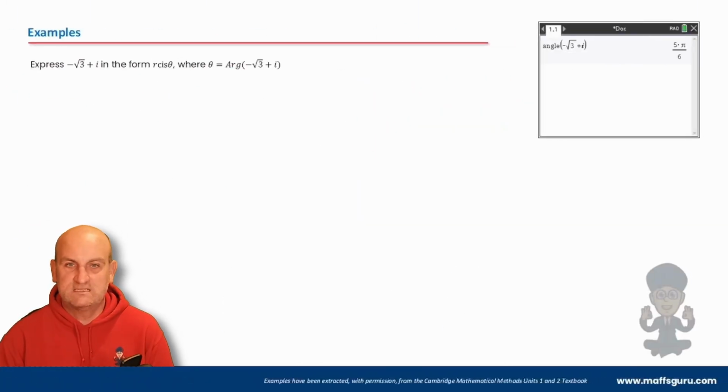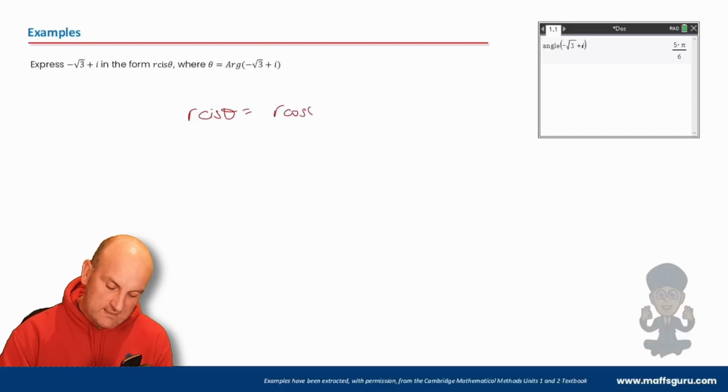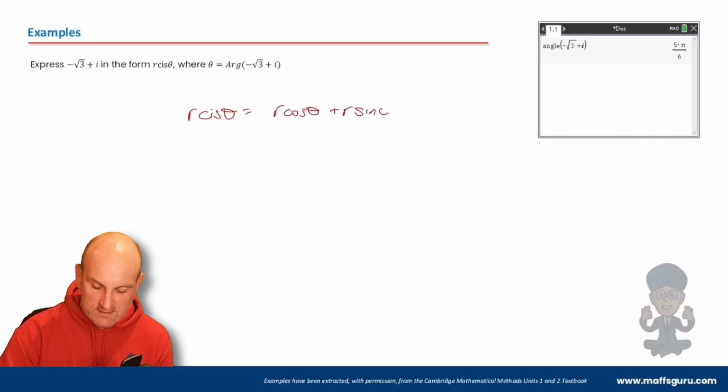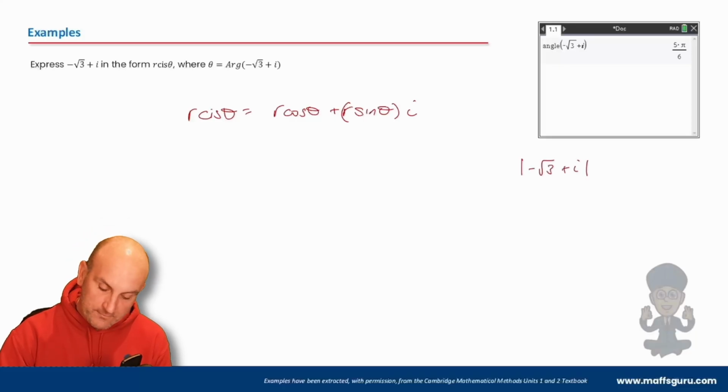Very important. Right, express minus root 3 plus i in the form r cis theta, where theta is equal to the arg of minus root 3 plus i. So r cis theta is basically r cos theta plus r sin theta times i. We want r first, so we'll work out the modulus of minus root 3 plus i. Root 3 squared is 3, plus 1 is 4, and I want the square root of it, which equals 2.